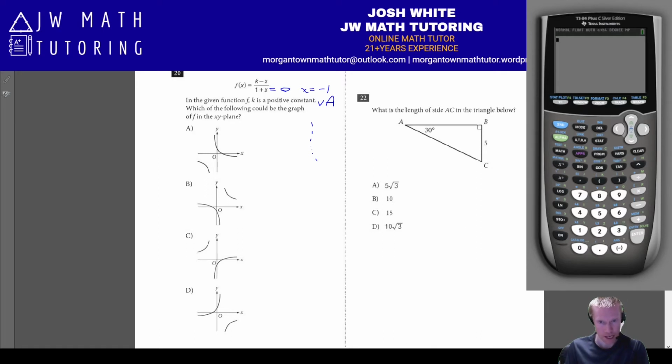In B, the asymptote is to the right of the y-axis. It looks like maybe it's at positive 1, so that's wrong. And in D, it's to the right of the y-axis. It looks like maybe it is at positive 1, so that's wrong as well. So we're down to A and C.